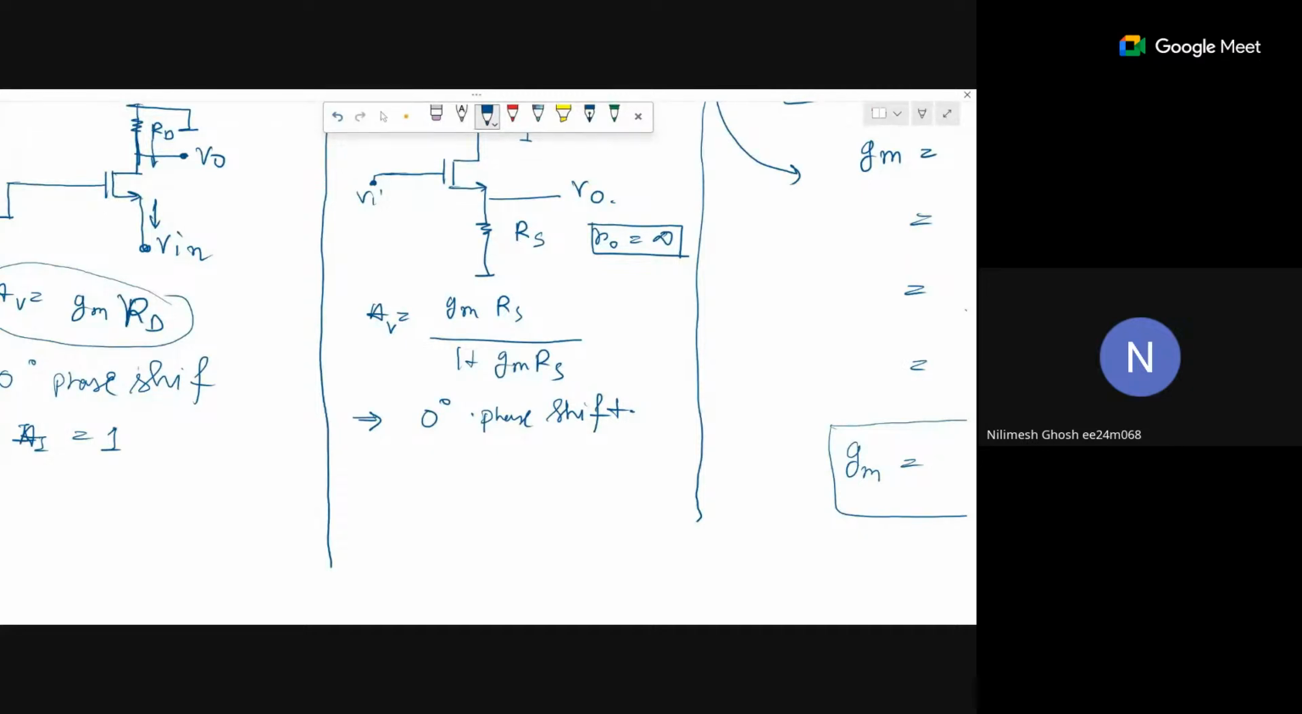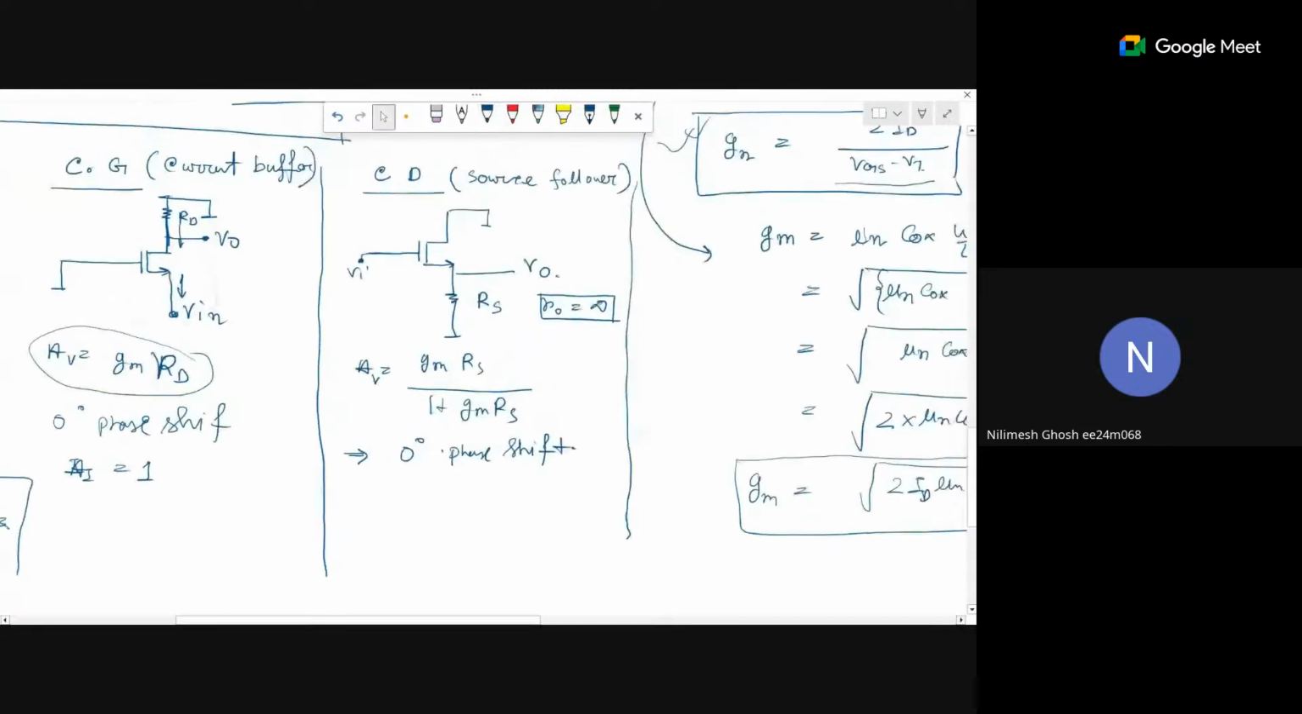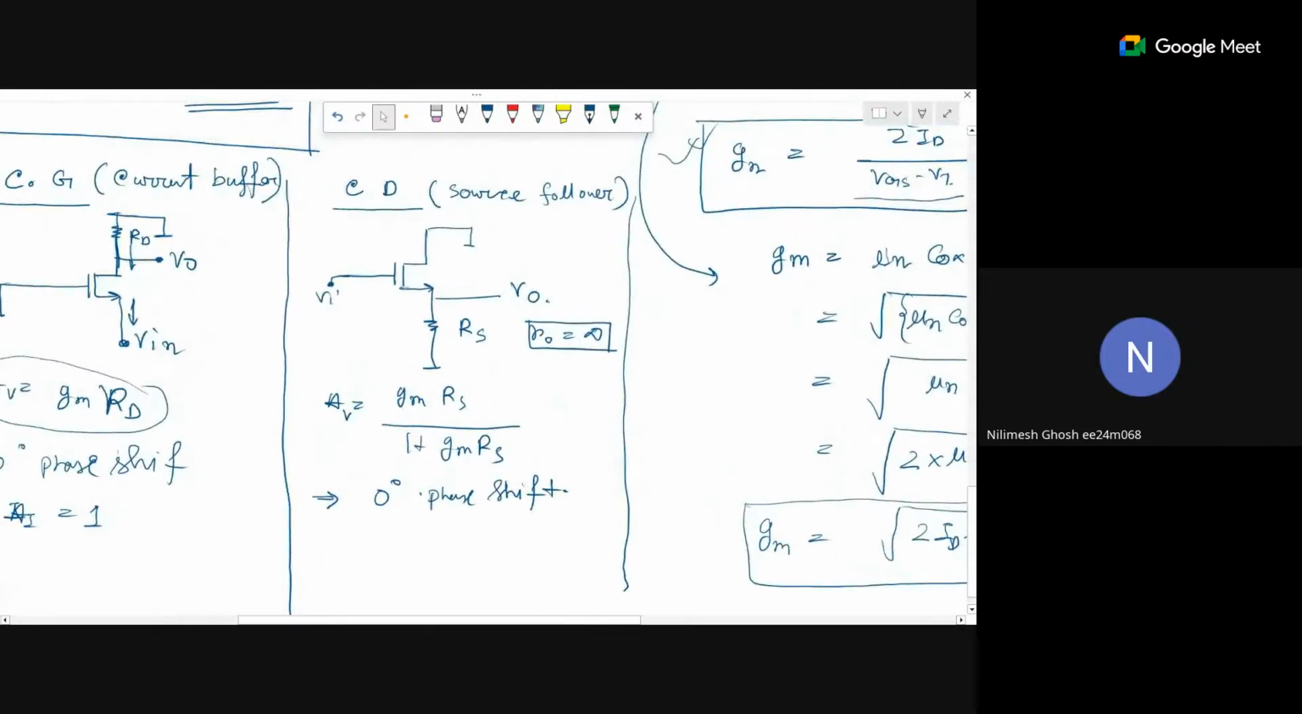And this is called a source follower. See, if we give some voltage here, let's say 5 volts, and this GMRS is very high, then the gain will be approximately 1. So if we give 5 volts, we end up getting 5 volts. That's why it's called a source follower: the source is following the gate.